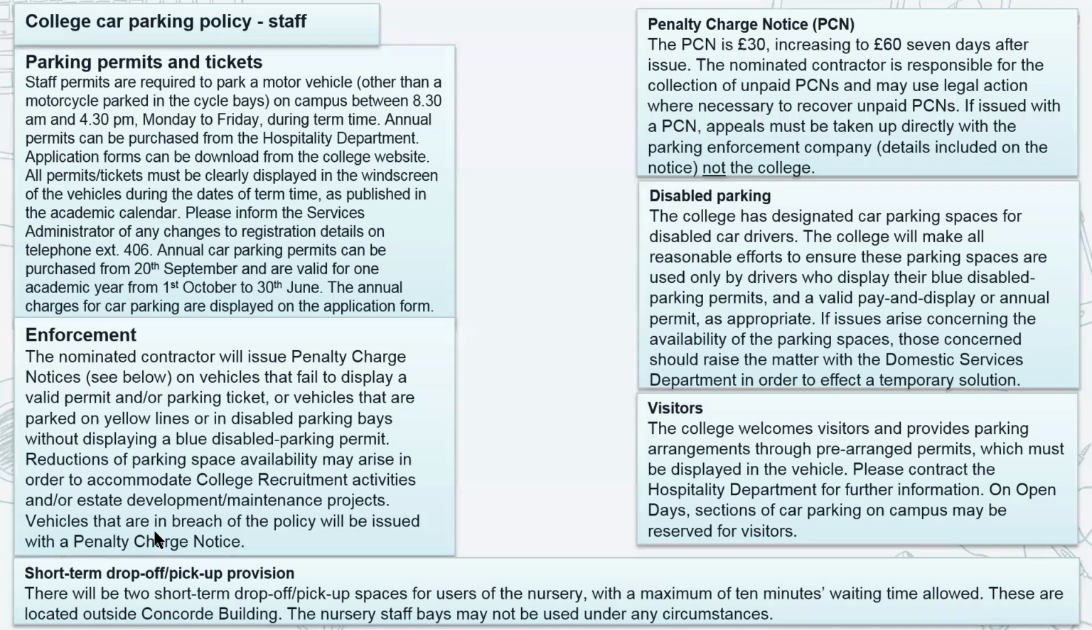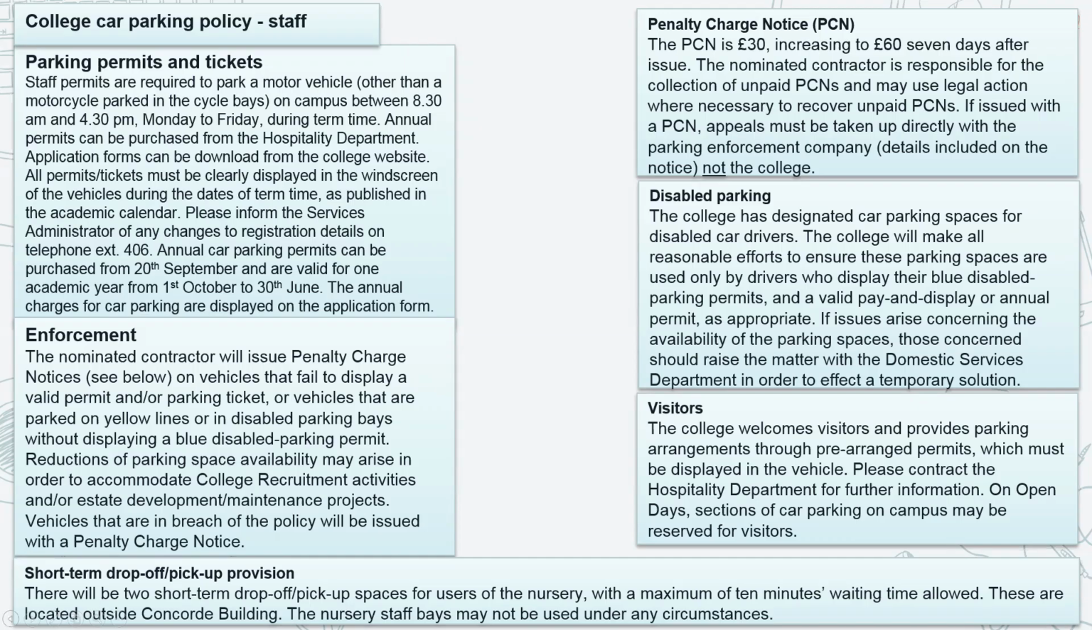I need to scan for these keywords. Penalty charge notice, no, I wouldn't even look at this paragraph because it has nothing to do with the question. Disabled parking, no. Actually, here it says visitors, okay? So the answer is obvious. It's in this paragraph. The college welcomes visitors and provides parking arrangement through pre-arranged permits, which must be displayed on the vehicle. Please contact the respective department for further information.